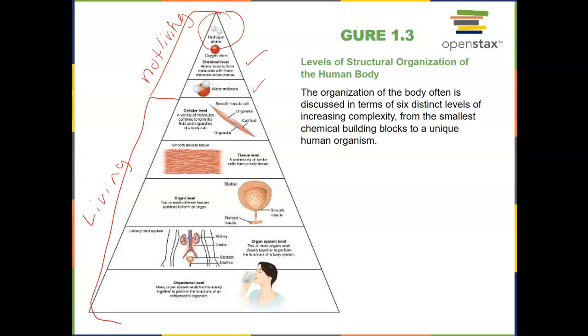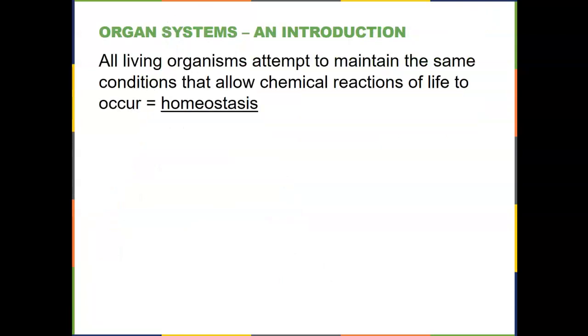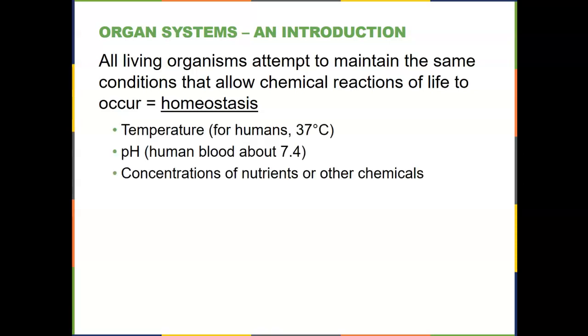Or not alive. Atoms cannot be alive, but cells can. Tissues can, and they are. So organ systems all help maintain homeostasis, or a happy, healthy physiological level for humans and other animals too, but we're going to be paying attention to humans in this class.